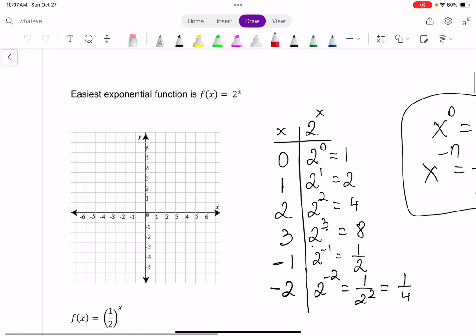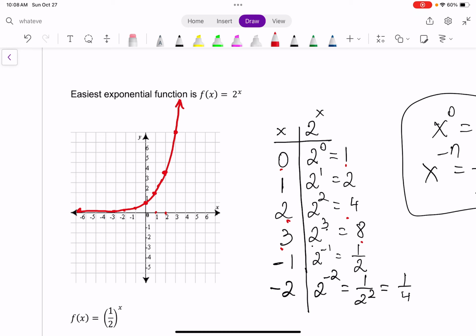So if I start plotting these points, (0, 1), (1, 2), (2, 4), (3, 8), (-1, 1/2), (-2, 1/4), (-3, 1/8), what you see happening is the more we move into the negative values, the closer and closer the graph gets to the x-axis. So 1/16, 1/32, and so on and so on.